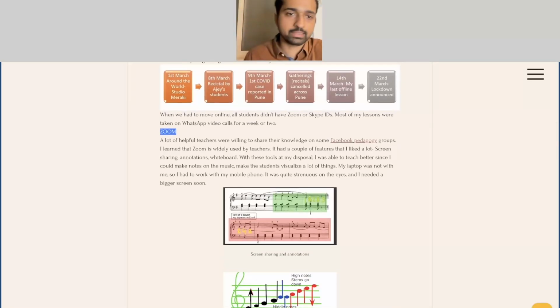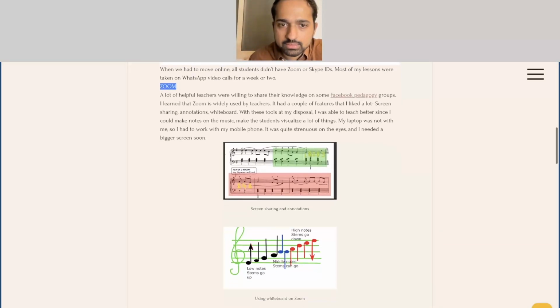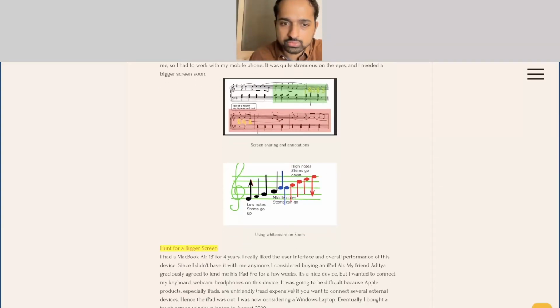Zoom was the hot thing in the market at that time, and a lot of helpful teachers were willing to share their knowledge on Facebook pedagogy groups. I forget the names, but lots of teachers from around the world had groups where they were sharing ideas and so on. That was very nice. Screen sharing, annotations, whiteboard. So everyone was using Zoom actually. We all went online on Zoom, and this is how I used annotations on Zoom. This was very good. Whiteboard on Zoom was also being used.